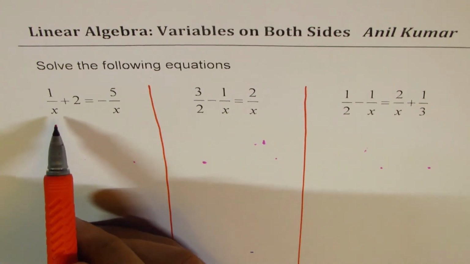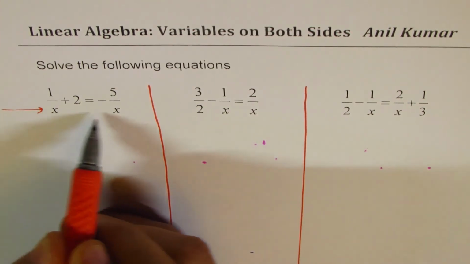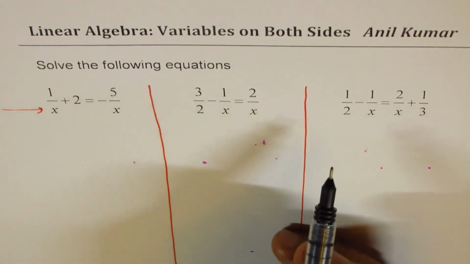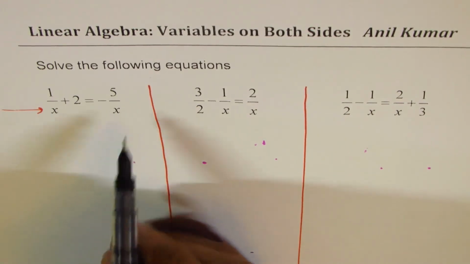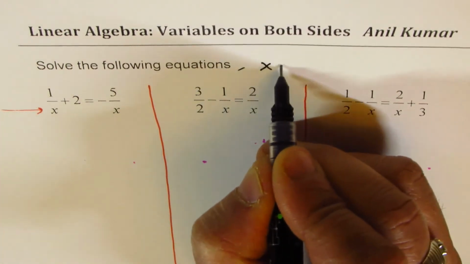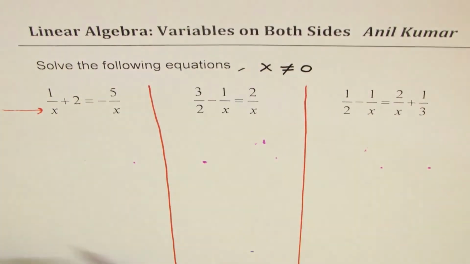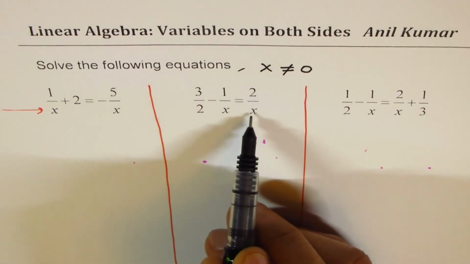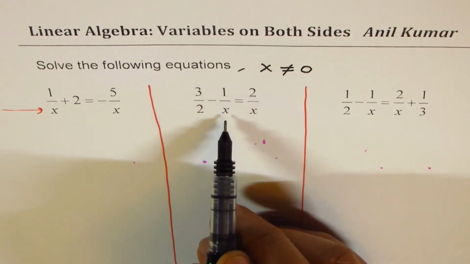What you notice is that x terms are in the denominator. Do you see that? X terms in the denominator. So that makes it slightly different from all the cases. Since x is in the denominator, we know that x should not be equal to 0. That is very clear. X can be anything but 0. Remember that. Since it is in the denominator, you cannot divide by 0.